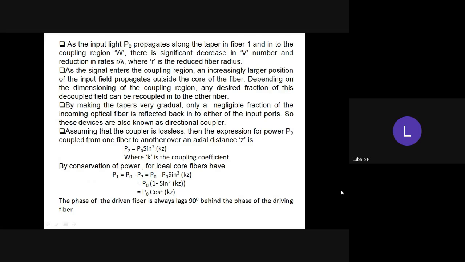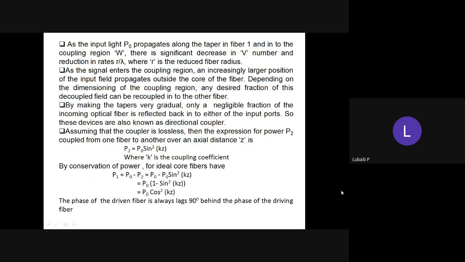Substituting P2 equal to P0 sine square Kz, and taking P0 common, we get P0 into 1 minus sine square Kz. And you know that 1 minus sine square theta is cos square theta. So we get P1 equal to P0 cos square Kz, and P2 equal to P0 sine square Kz. These are the equations for P1 and P2.